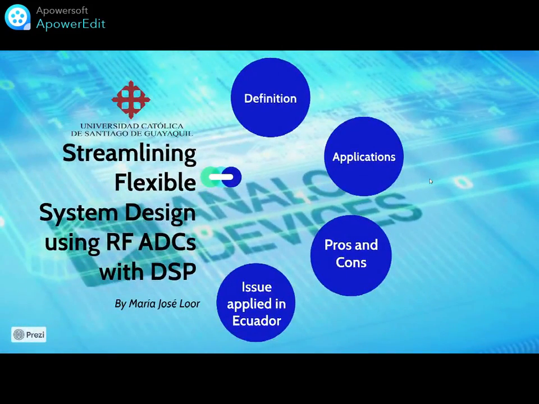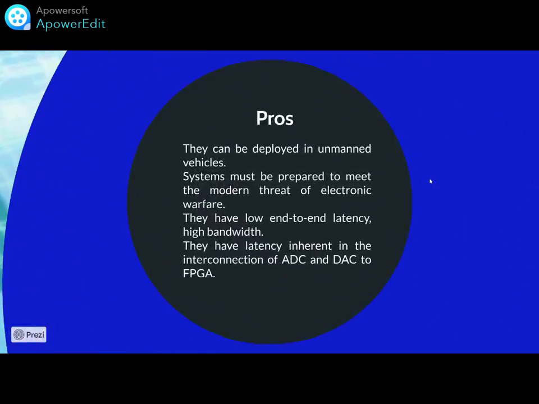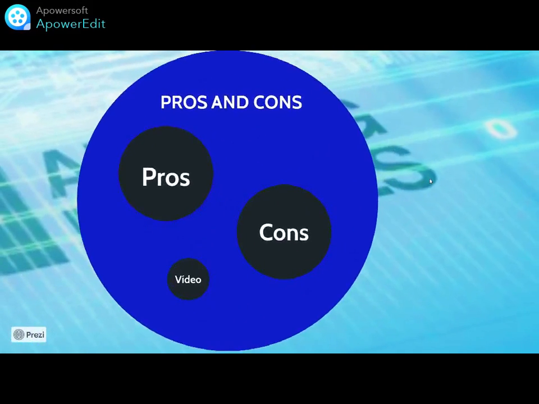Number 3. Pros and cons. Pros. They can be deployed in human vehicles. Systems must be prepared to meet the modern threat of electronic warfare. They have long end-to-end latency, high bandwidth. They have latency inherent in the interconnection of ADC and DAC to FPGA. Cons.